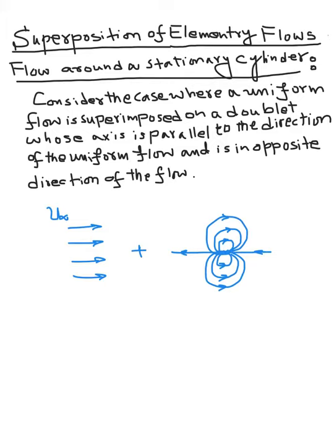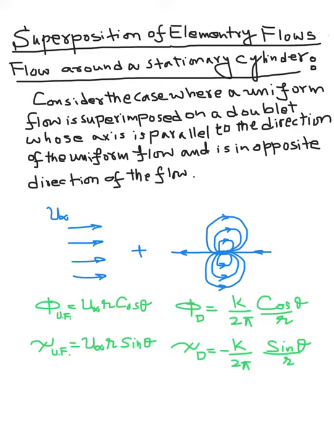Now consider the combination of a uniform flow and a doublet pointed to the left. The axis of the doublet is parallel to the uniform flow and in the opposite direction of the flow field. Here I have provided you further details of the potential and stream functions for uniform flow and for doublet flow.